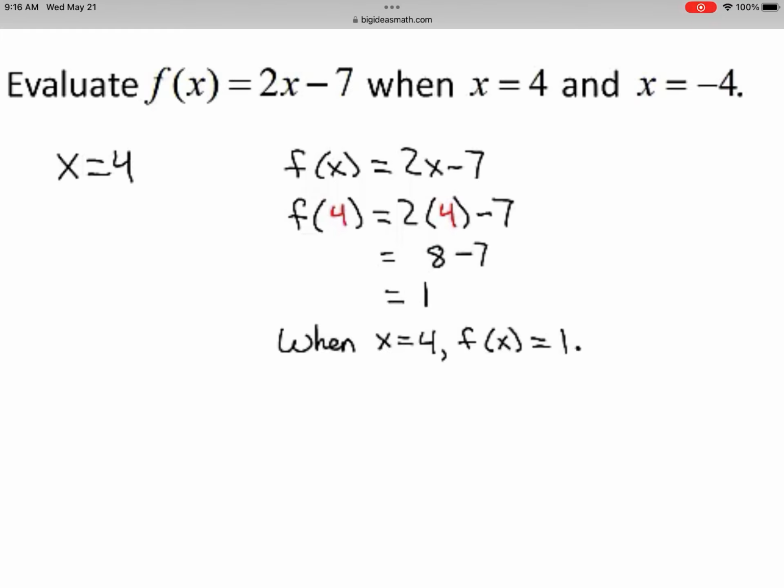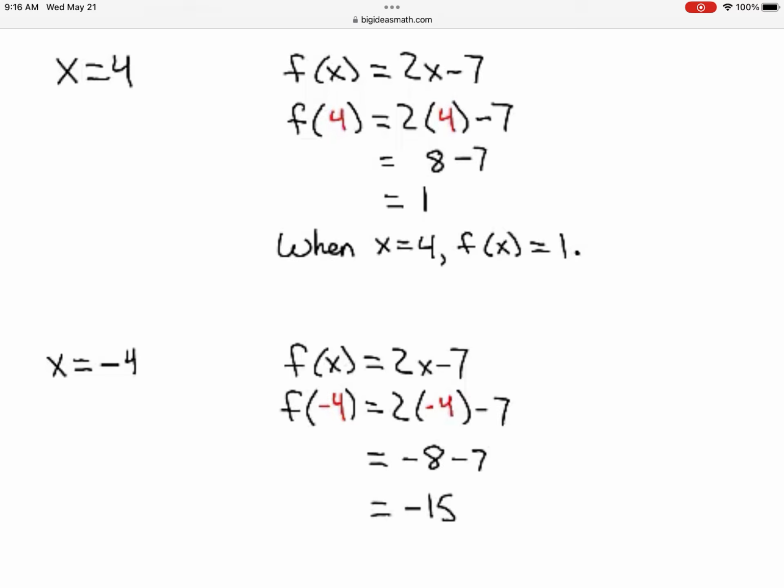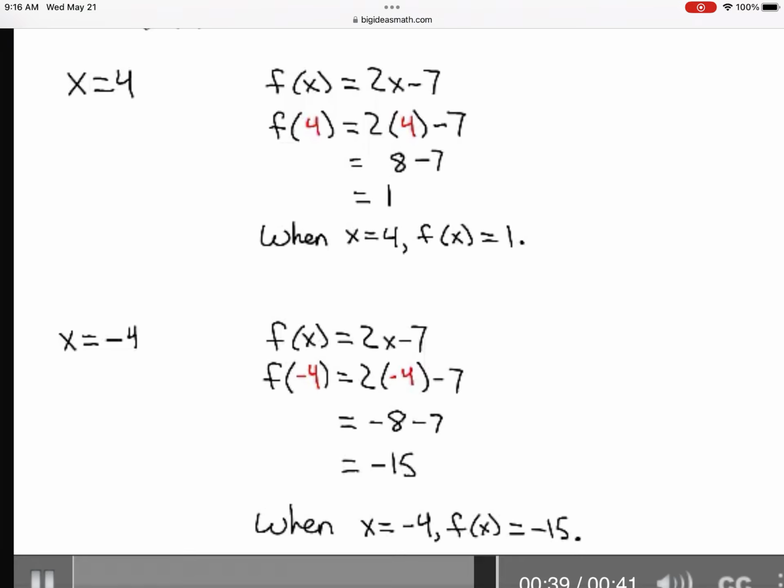To evaluate the function when x equals negative 4, again begin by writing the equation. Then substitute negative 4 for x. 2 times negative 4 is negative 8, and negative 8 minus 7 is negative 15. So when x equals negative 4, f of x equals negative 15.